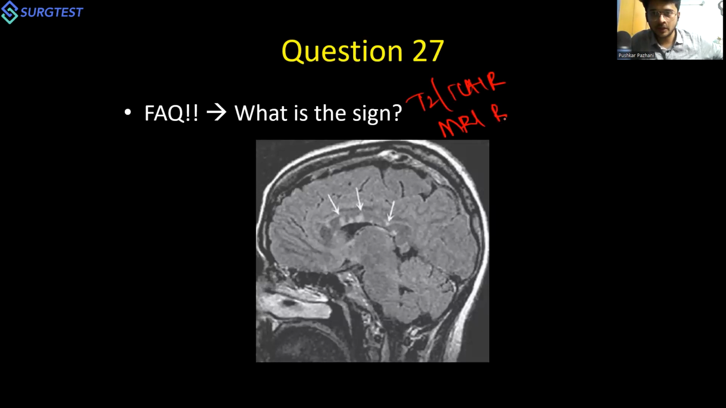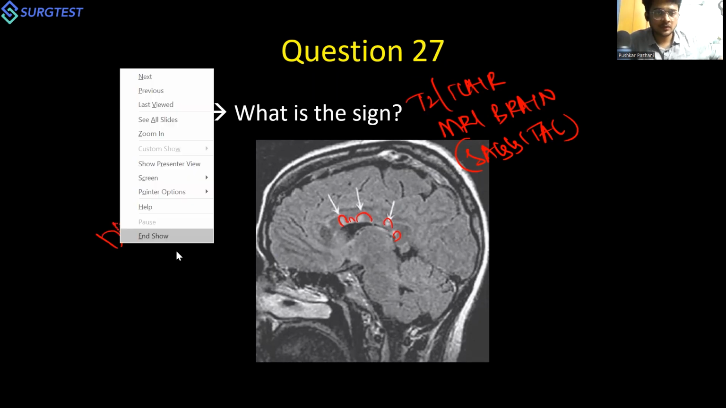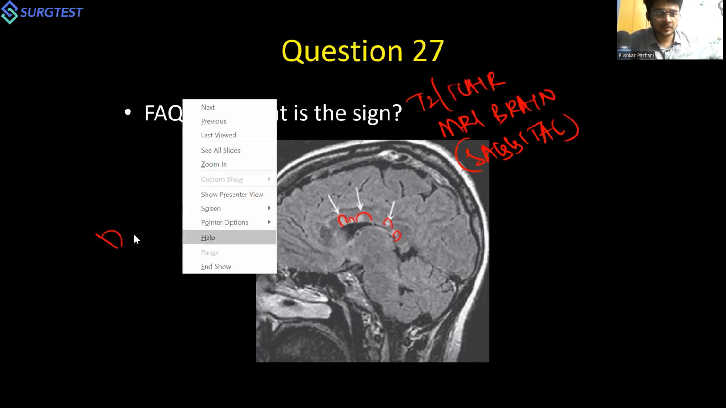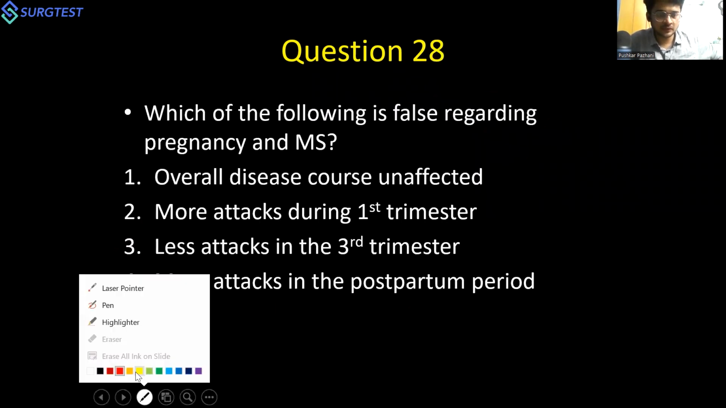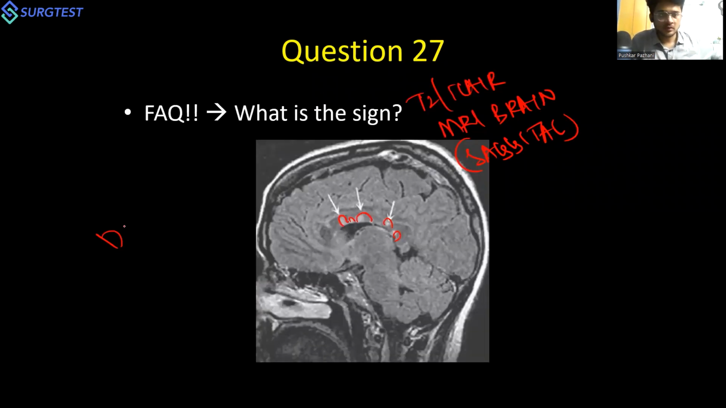Always go for MRI brain. This is a sagittal cut, and this sign is seen only in the sagittal view. That's why I wanted to ask you what the sign is. This is basically periventricular. You can see these finger-like projections, T2 FLAIR hyperintense finger-like projections. This is known as Dawson's fingers.